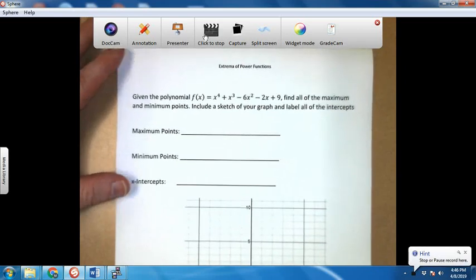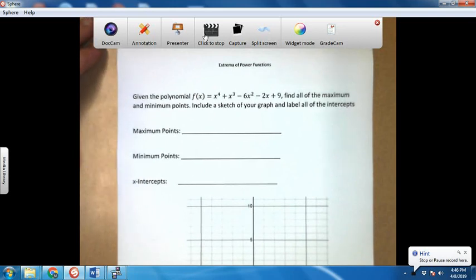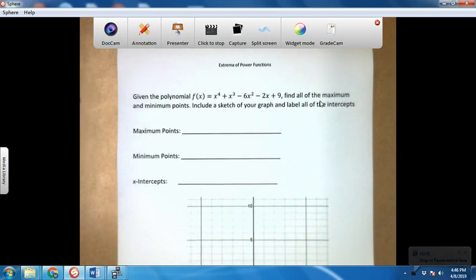In this video, we're going to review how to find the extrema of power functions. In this case, by extrema, I mean the minimums and maximums of a graph. So you see here, I've provided a graph for you, an equation for you, and what I want you to do is find the maximum, minimum.